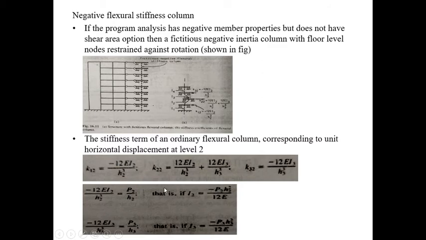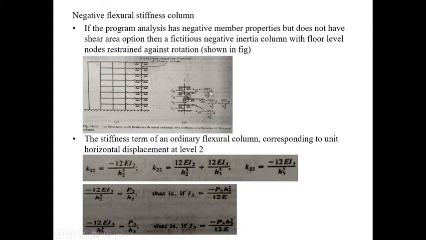So in the same way, in this case, K12 will be equal to minus 12 EI2 upon H2 cube. Okay, so it is inertia, so H cube it is. So it is an inertia column with the floor levels, at each one negative inertia columns. So at K22, at the second floor level, it will be 12 EI2 upon H2 cube plus 12 EI3 upon H3 cube.